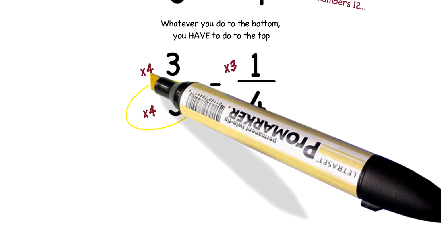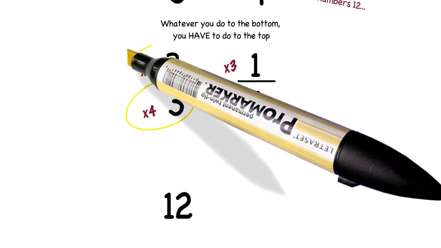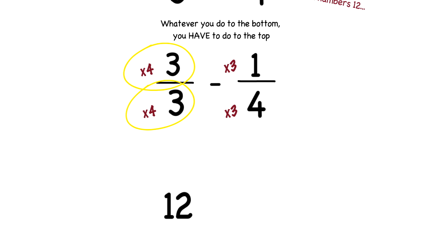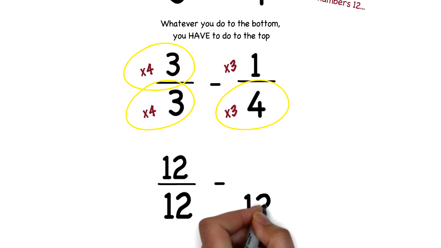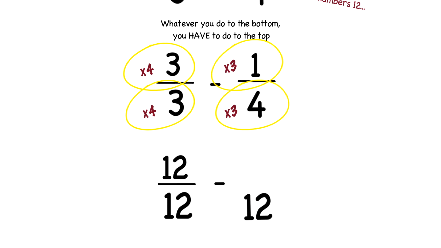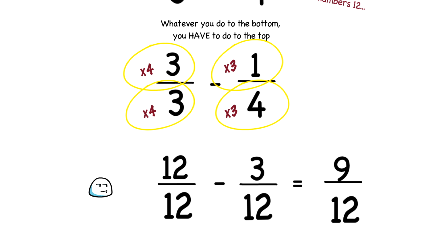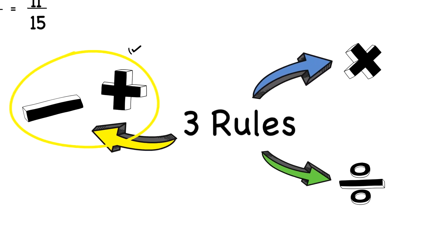4 times 3 will give us 12 on the bottom. 4 times 3 also gives us 12 on the top. 4 times 3 again gives us 12 on the bottom, and 3 times 1 makes 3. So now we can do as we were doing before. The bottom number is the same, which means we can do 12 minus 3, which gives 9, and 12 stays the same. So that is our first rule done.